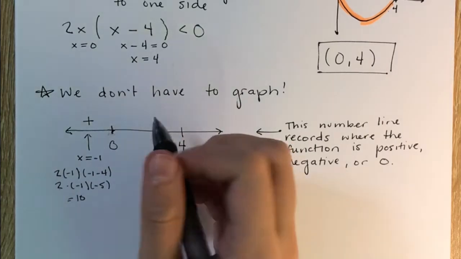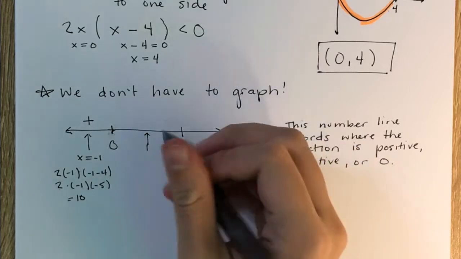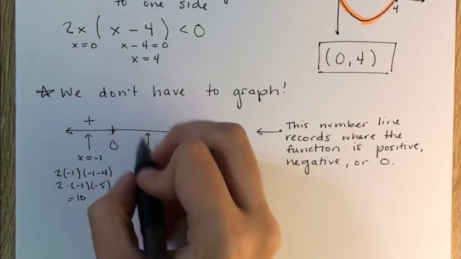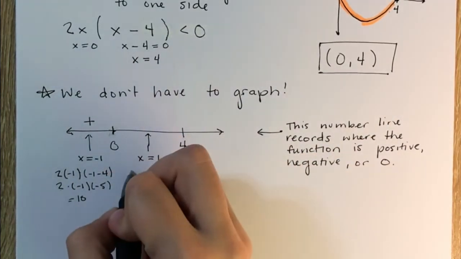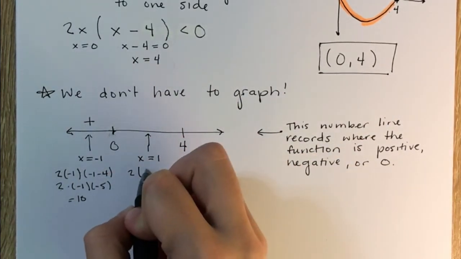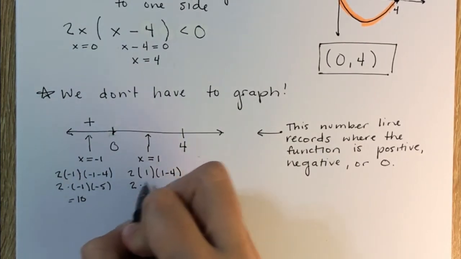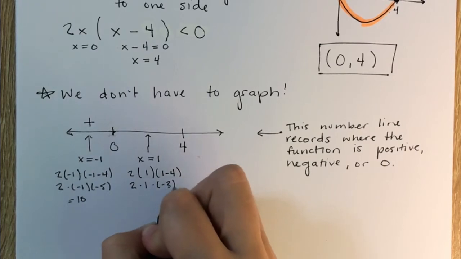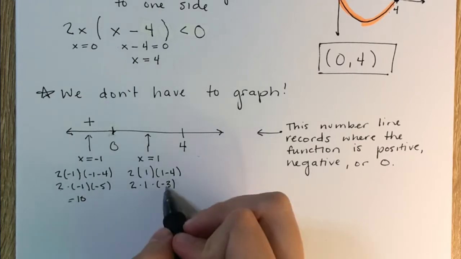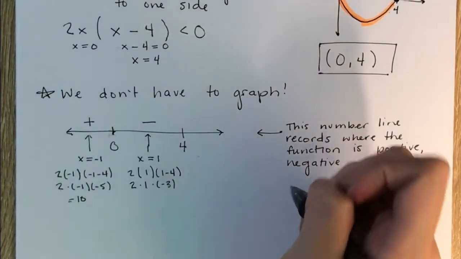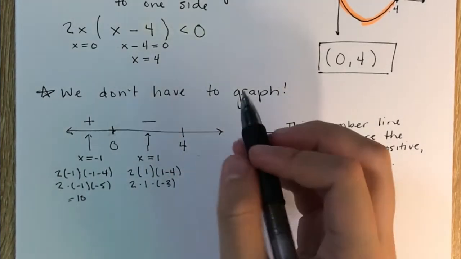All right, let's test something between 0 and 4. We could pick right in the middle, we could pick 2, or we could keep it as small as possible. So I'm going to pick 1. So I plug it in, I've got 2 times 1 times 1 minus 4. That gives me 2 times 1 times -3. So I've got a positive times a negative. 1 negative on its own is going to be negative. Again, it doesn't matter exactly what it is, it just matters the sign.